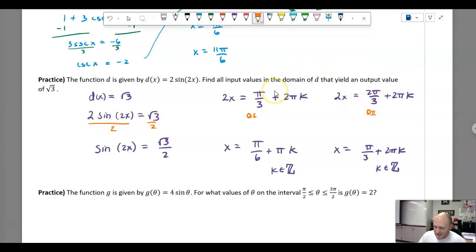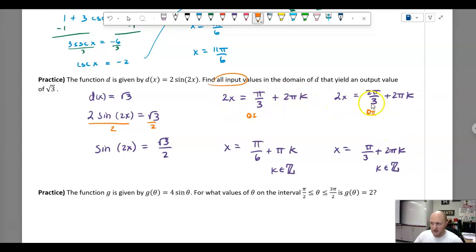And because they say all input values right here, all input values, we add the 2 pi k. So don't feel bad if you don't have that. On the AP exam, in fact, if you forget the 2 pi k, you still get 1 point if you find both angles, but you get the second point for adding all values.